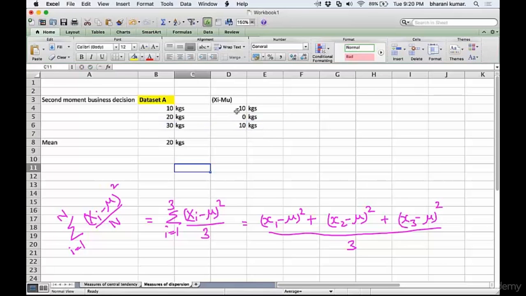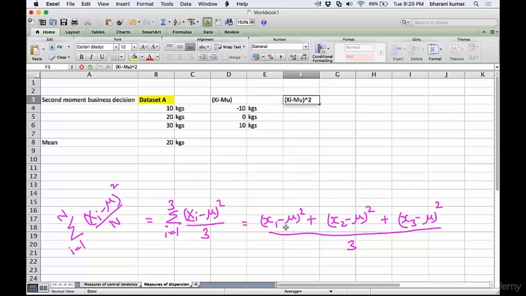Now if I do a summation of these values as is without doing a square, I will get 0, which is wrong. There is some variation, right? There is some variation in the weights. How can you say that the variation is zero? We cannot say so. Hence, to get rid of that problem in this formula, mathematicians have told that we need to take a square of this.